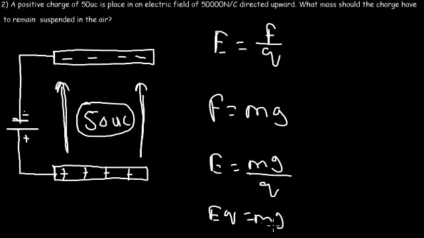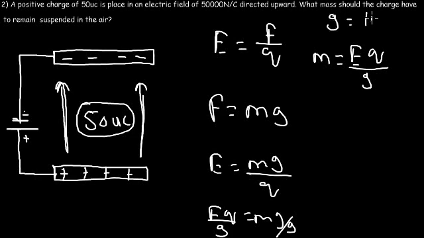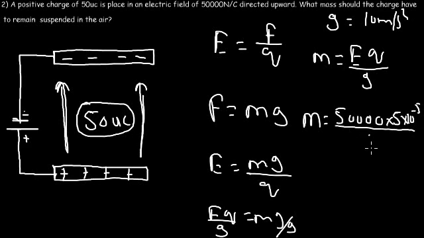And what I'm going to do next is divide both sides by g. Dividing through by g, the mass of the object will be equal to the electric field multiplied by the quantity of charge, divided by the acceleration due to gravity. By the way, keep in mind, g is a constant value that is approximately 10 meters per second squared. So what I'm going to do next is substitute. The electric field is 50,000. And the quantity of charge is 50 microcoulombs. 50 microcoulombs is the same as 50 times 10 to the power negative 6 coulombs, because we need to convert it. So I'm going to write it as 5 times 10 to the power negative 5. And I'm dividing this by 10.